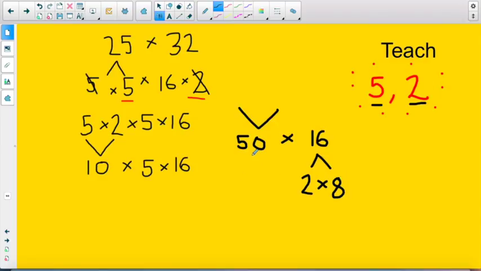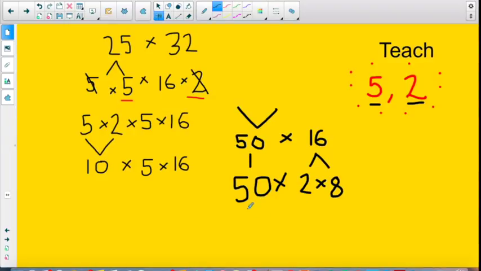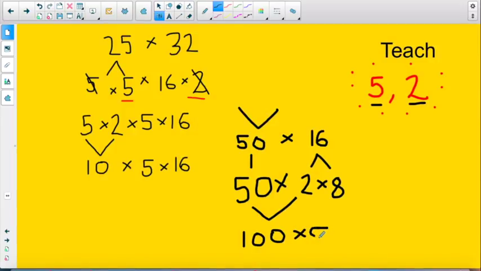And then we can even just keep the 50 here. We don't need to break that down. That's pretty good. Well, look at this. Now we've got 50 times 2, which is 100, isn't it? 100, which is really easy to do. 100 times 8, which equals, I hope you could probably work out, 800.